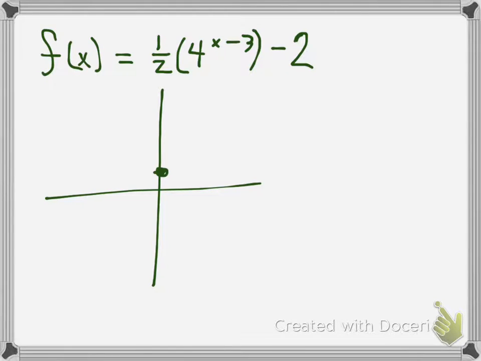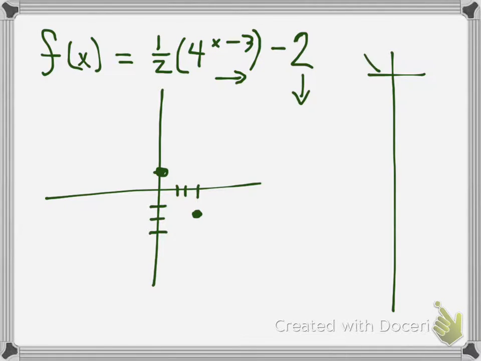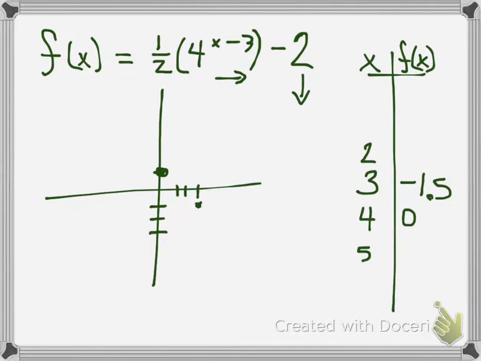From there, what I want you to do is figure out the rest. The x minus 3 exponent means I'm going to go to the right 3. So I went to the right 3. And then the minus 2 means I'm going to go down 2 spots. And then the 1/2 would change that up a little bit and adjust it. I can see, for example, that at 3 I ended up at negative 1.5. But it gives you a good rough idea.